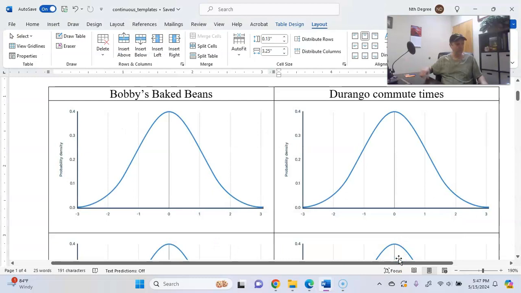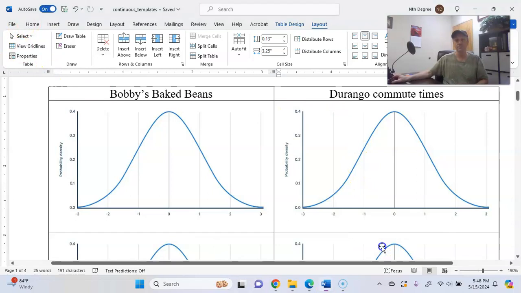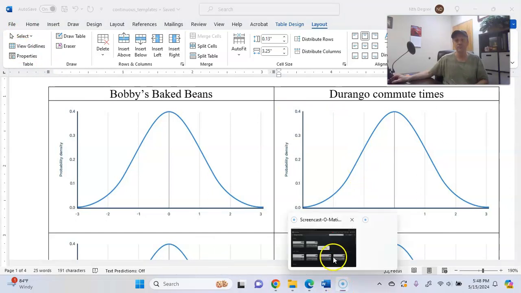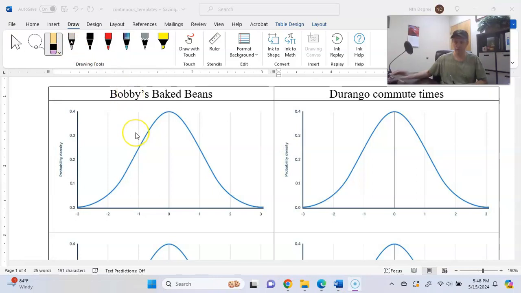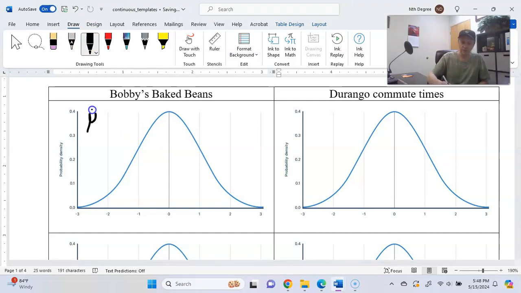Okay, so let's take a look at these two distributions. And this gives me a chance to use my little markup tablet. So what we saw with Bobby's Baked Beans is that the mean is, I guess I have to select a drawing pen. Okay, we're in drawing mode now. So, I'm going to select a pen. Bobby's Baked Beans have a mean of 16.0 ounces with a standard deviation of 0.1 ounce.